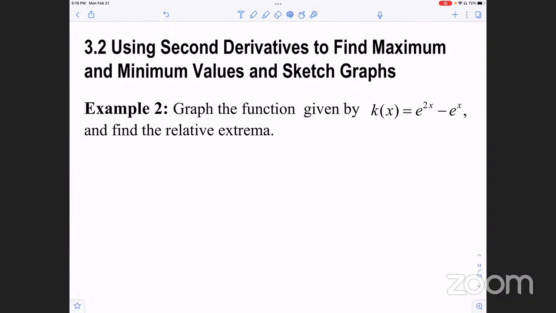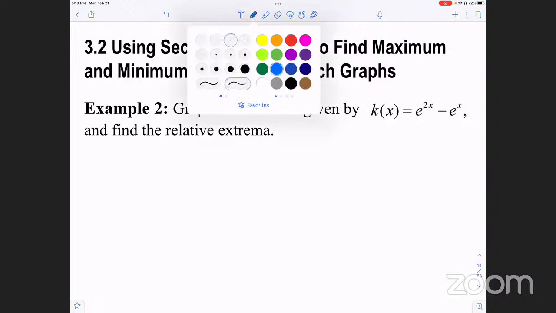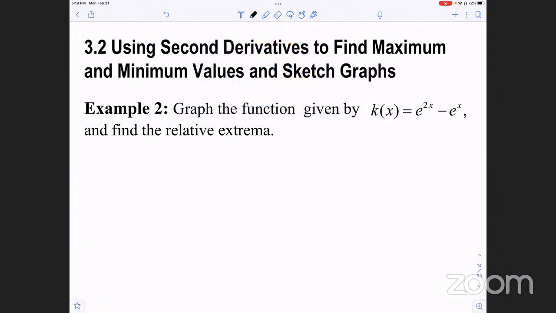So now in this example, we're asked to graph the function given by this and find the relative extrema. Okay, so let's do something similar to what we just did. We're going to find the relative extrema. Let's go ahead and pull the first and second derivatives. Okay. So then we got this k of x equals e to the 2x minus e to the x.